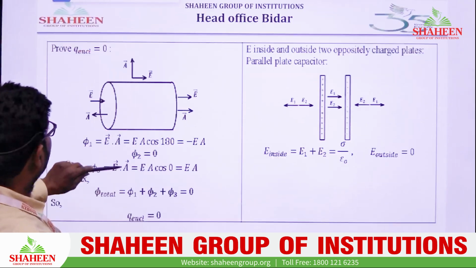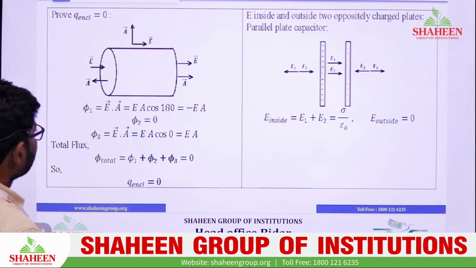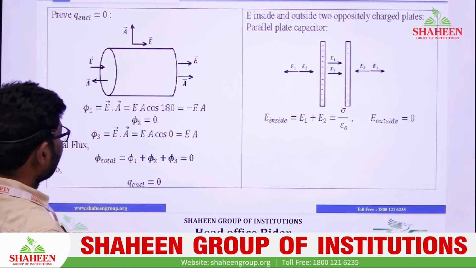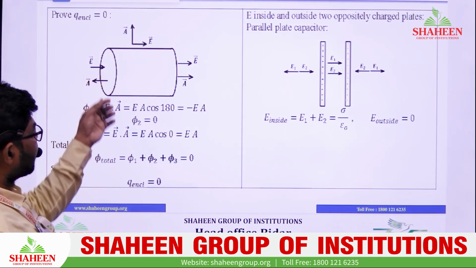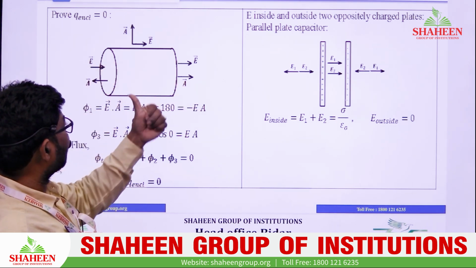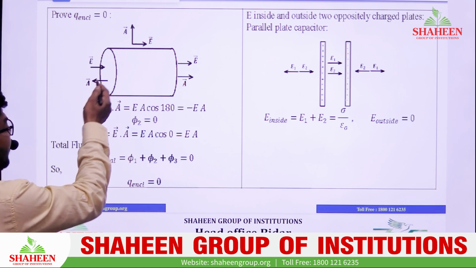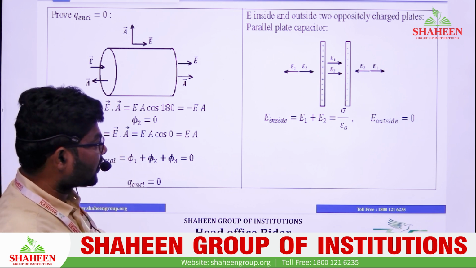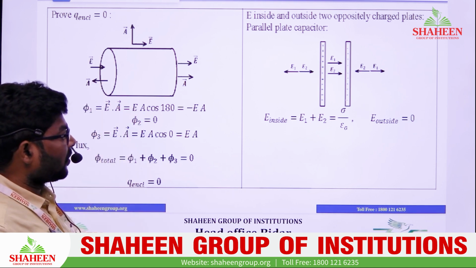Shall we go for this one? So entering flux is equal to leaving flux, that is why net flux is equal to 0. The amount of flux entering is the same as the flux leaving. Entering flux should be taken as negative, leaving flux should be taken as positive. Net flux is equal to 0.